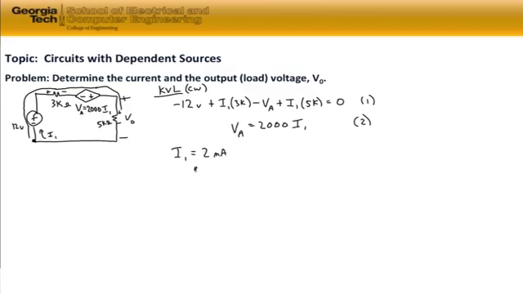And using that, we can then solve for our output voltage. Our output voltage is going to be I1 times 5 kilo ohms. And we've solved for I1 already, and so we end up with an output voltage which is equal to 10 volts.